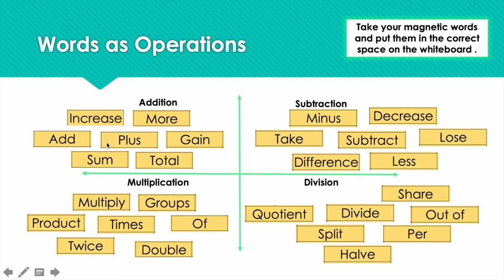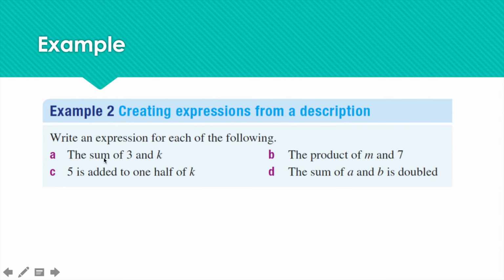So what we're thinking here is that these words, the orange cards, mean these operations: add, subtract, multiply, and divide. So when we have word statements, we can convert those to algebraic expressions by replacing these words with the operation symbols. So for example, the sum of 3 and k, we know that sum means add, so we can do 3 plus k. The product of m and 7, we know product means times, so we can do m times 7, or we know we write that as 7m.